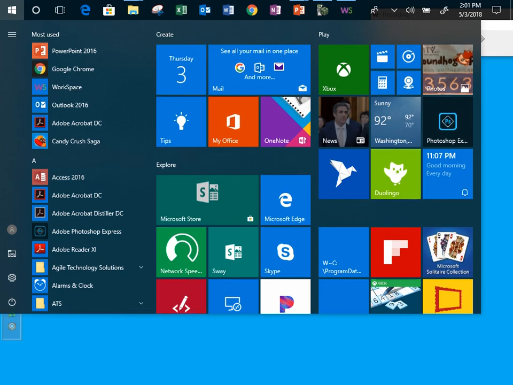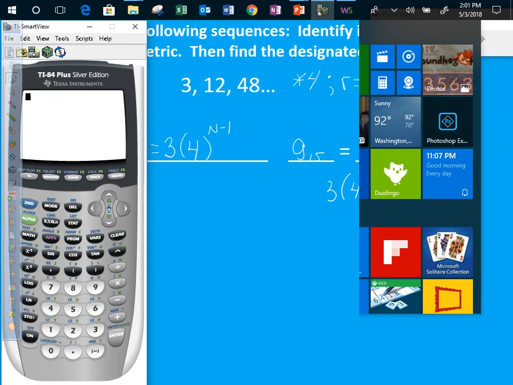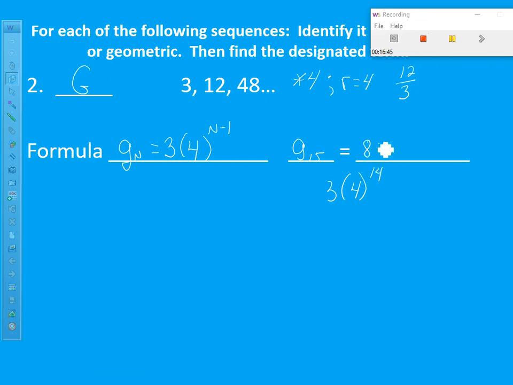Now, this is going to be a big number. So I'm going to have 3, parentheses, 4, caret 14, enter. So there's the number that you should get. So looks like my teaching salary, $805,306,368. Moving on.